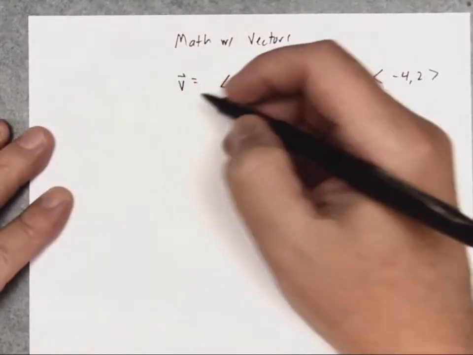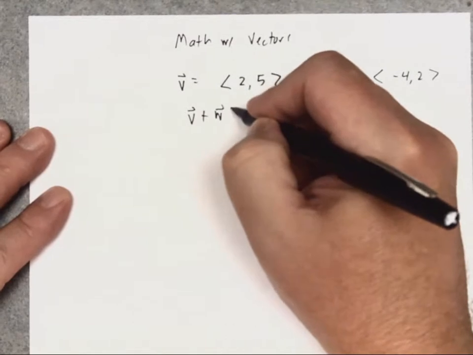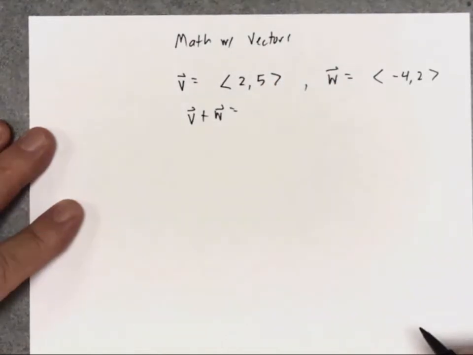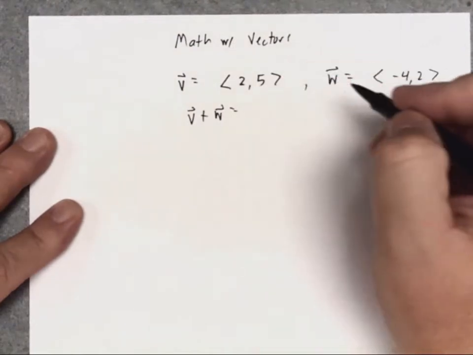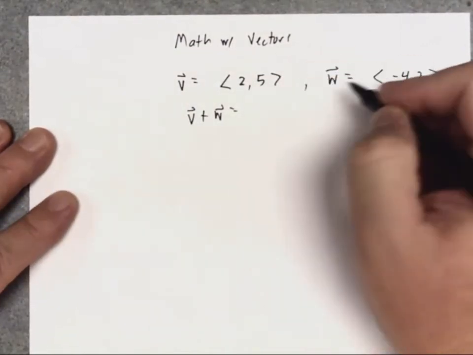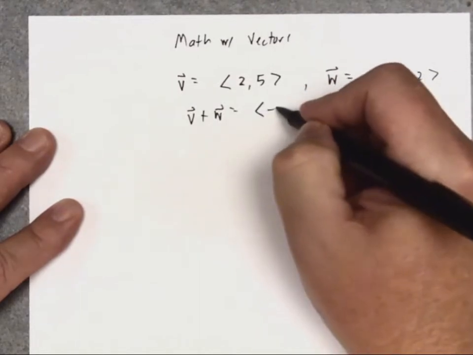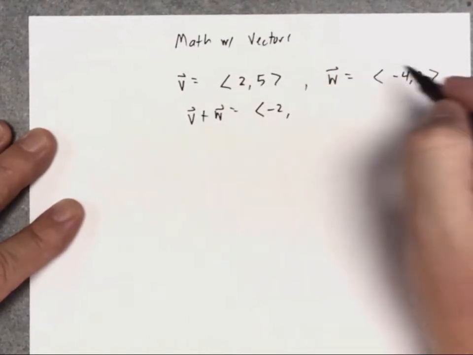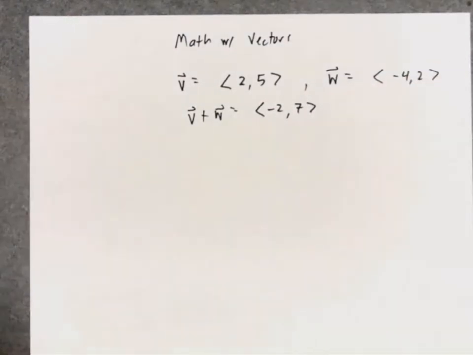Now say I want to add these two vectors together. It's very straightforward. All you do is you add the x parts, or you could think of this as the i parts, however you want to think about it. 2 plus -4 is -2, and then you add the y parts.